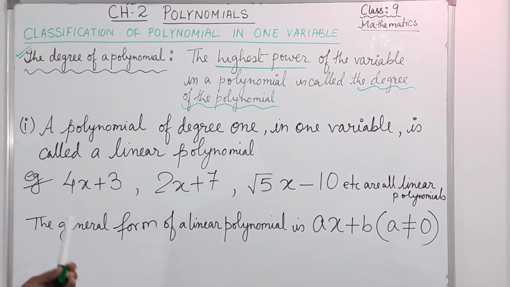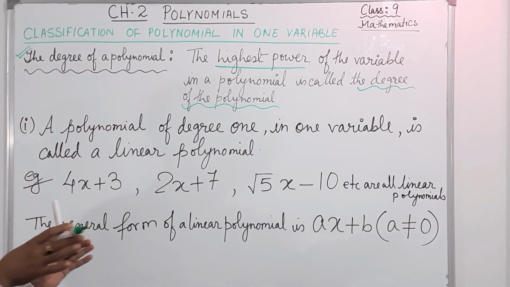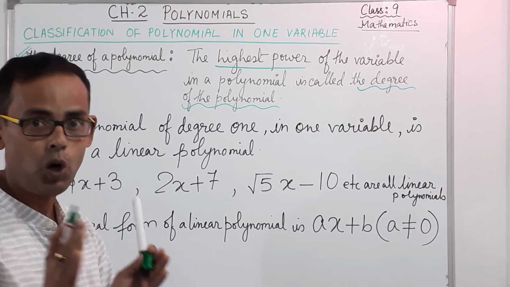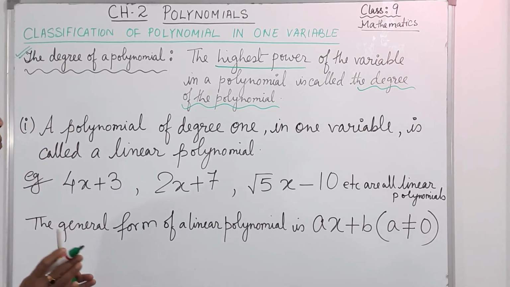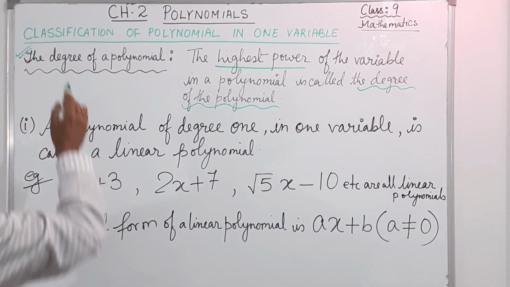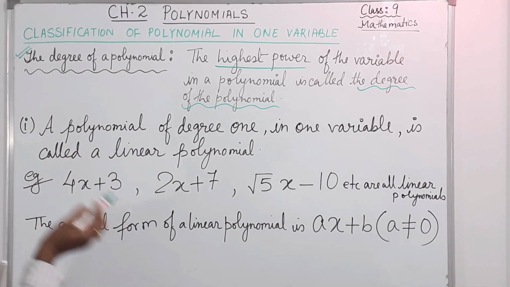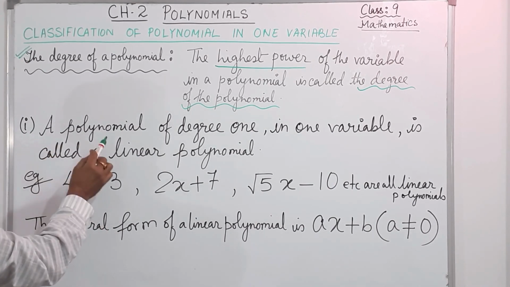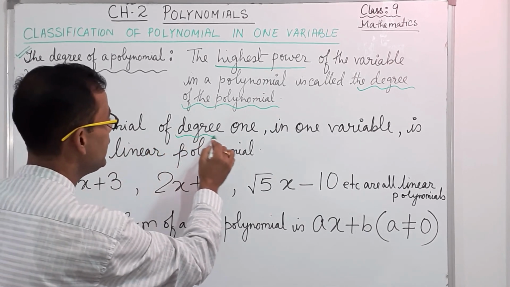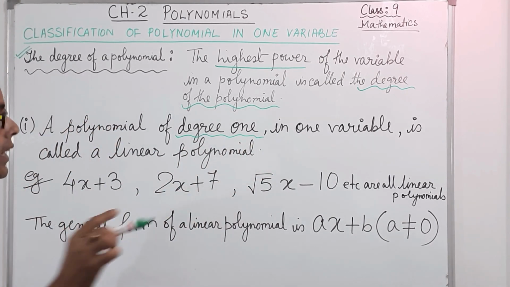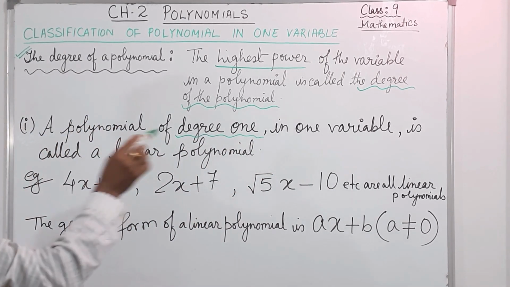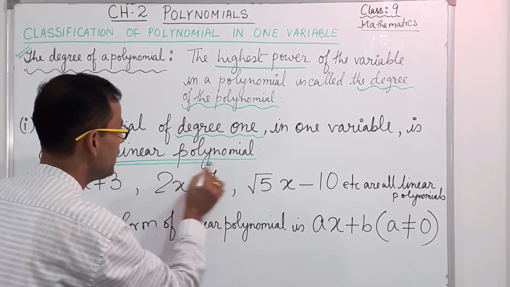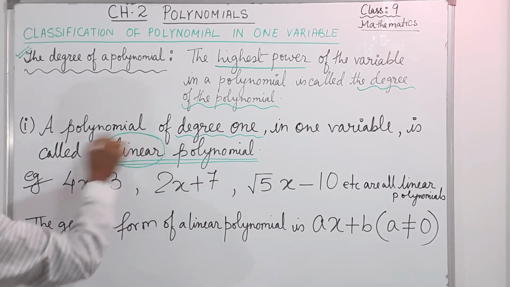So once we know the degree of polynomial, because we are going to classify according to the degree of the polynomial. Every classification is based on something. Here the classification of polynomial in one variable is based on the degree of the polynomial. So on that basis we will first categorize a polynomial of degree 1. If the degree of the polynomial is 1 in one variable, then it is called a linear polynomial. So one classification we got, it is known as linear polynomial.